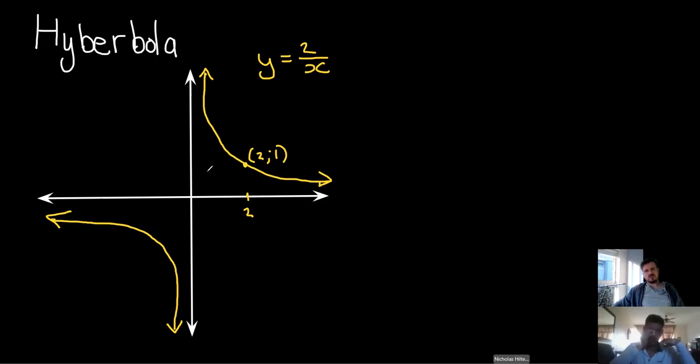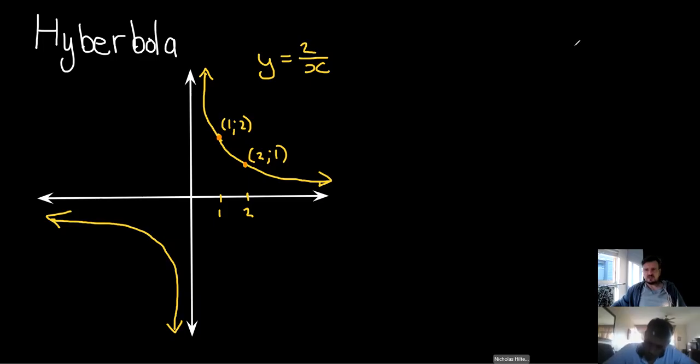And if they wanted 2 points on the graph, I could just say, well, let me make x 1. So if x is 1, well, 2 over 1 is 2. So I could just make it (1, 2). So yeah, you could just get 2 points if they're looking for a couple of points on the graph. So that's the first thing about these hyperbolas.